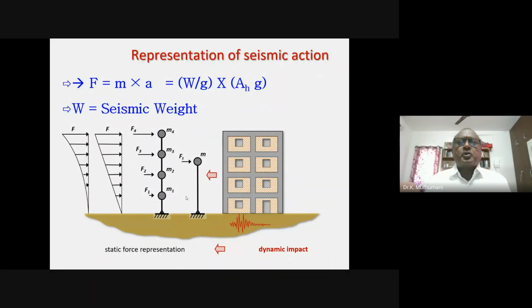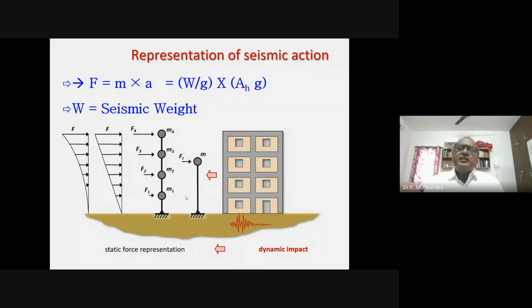So we are trying to approximate a dynamic event into a static event, by giving an equation F equal to ma. The question is, when something is moving, does all the mass of the building participate? Obviously, the answer is no. So there is certain mass that participates, certain mass does not participate.